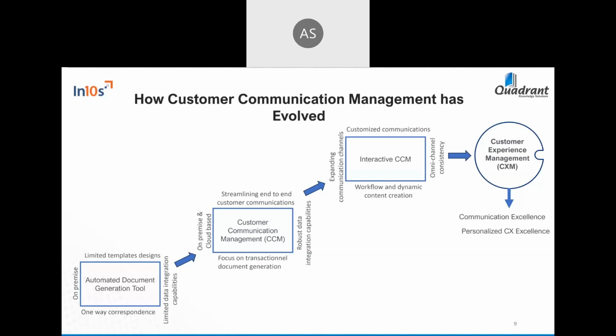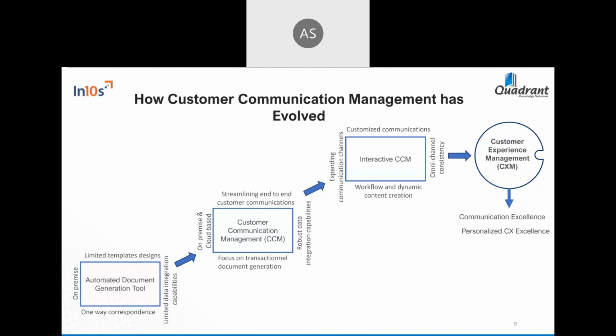Soon the companies understood that, okay, the communication has been enhanced and streamlined, but there needs to be more interactiveness, more conversation, and the communication should be more customized. Then the shift came to the third stage, enhancing CCM to interactive CCM, offering customized communications and getting a mark on omnichannel consistency, workflow management, and a dynamic platform to create content.